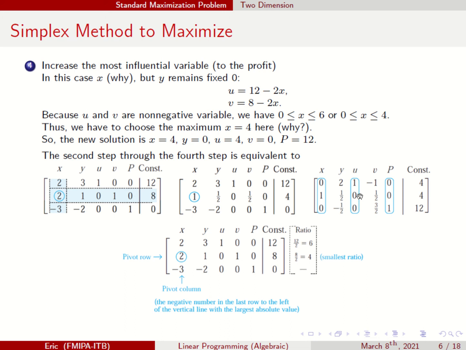The question is, can I still increase the profit if I increase y? And the answer is yes. Why? Because if I move y into the right hand side, p is a half y. Then if I increase y, that is non-negative, you will increase the profit. So I can still increase the profit by using the same technique on the variable y.